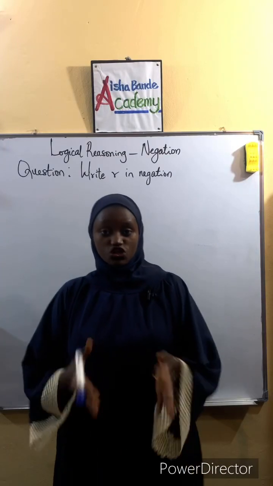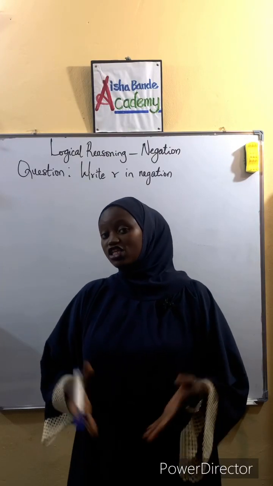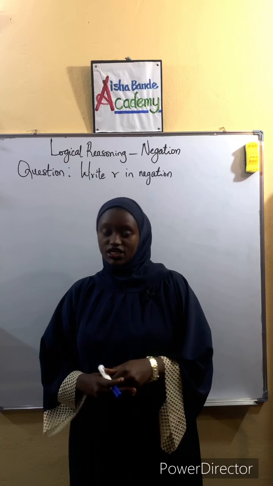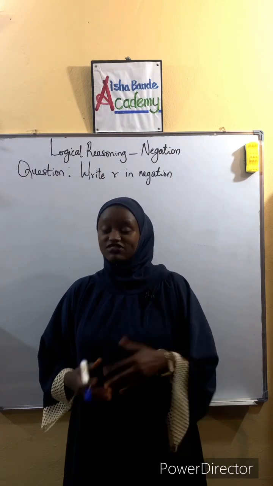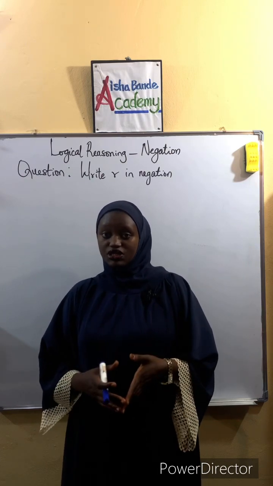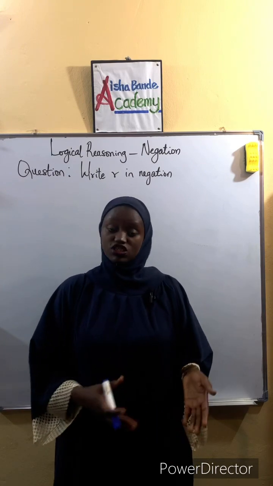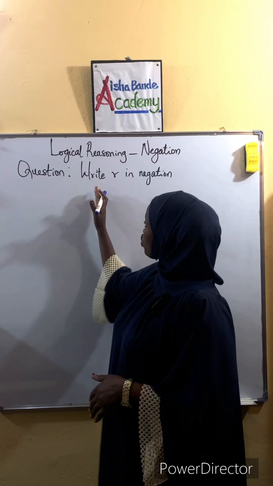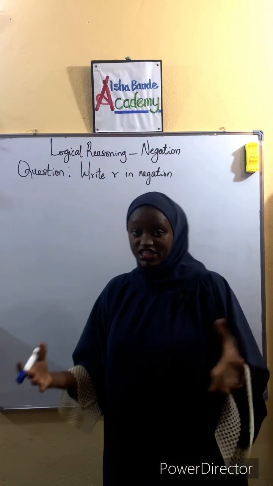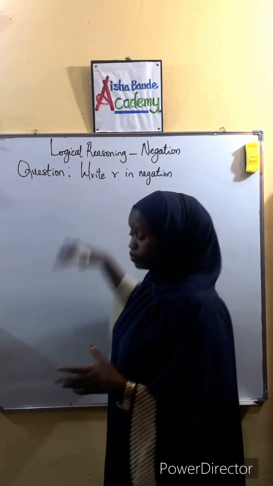Hello viewers, so let's continue from where we stopped under the topic of logical reasoning. As stated, we have five types of operations that are carried out on logical reasoning. The first one is negation, which is what we'll be discussing today. After discussing what we mean by negation, we have a question to solve on the board.